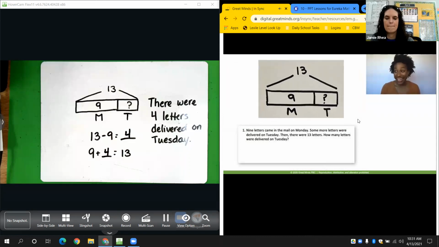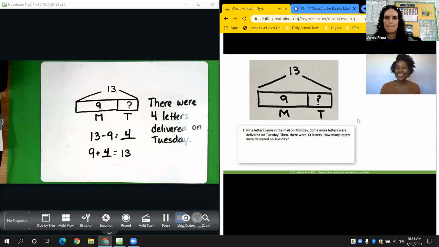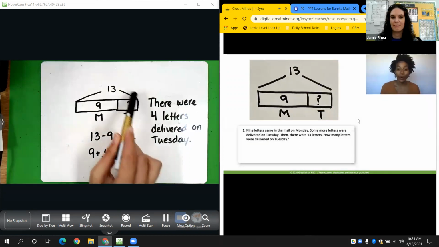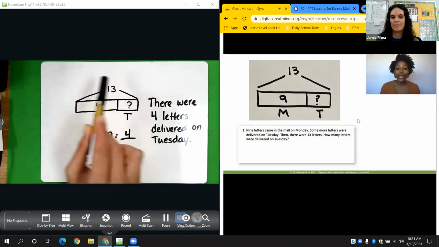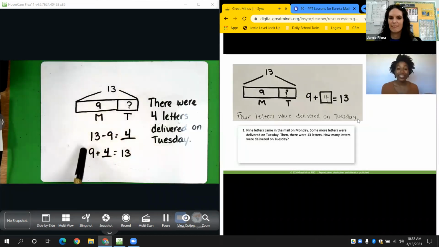Once I drew that, it helped me see, oh, I'm missing a part. That part I'm missing was Tuesday. My drawing helped me see what I was looking for. Once I knew I was missing a part, I wrote my number sentence and solved. 4 letters were delivered on Tuesday.